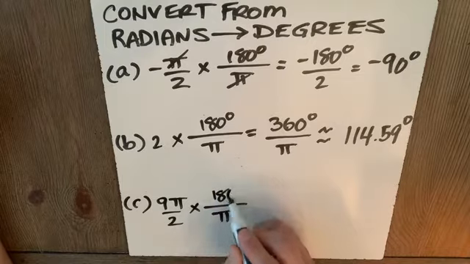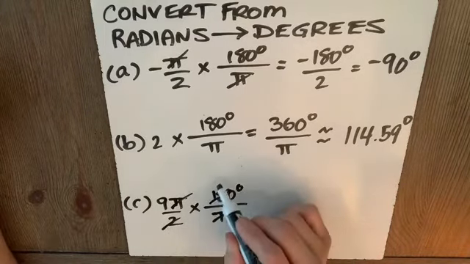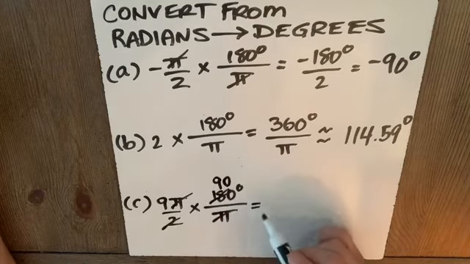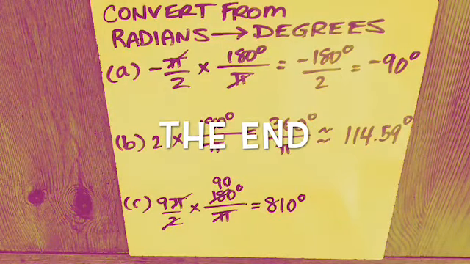And last but not least, if I'm given radians, then I want pi radians in the bottom, the denominator, and 180 degrees in the numerator. These will cancel. 2 goes into 180 90 times. 9 times 9 is 81 with a 0 attached. So I can do that without my calculator as well.